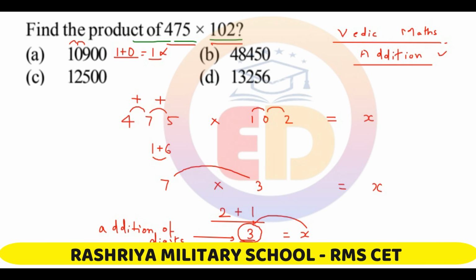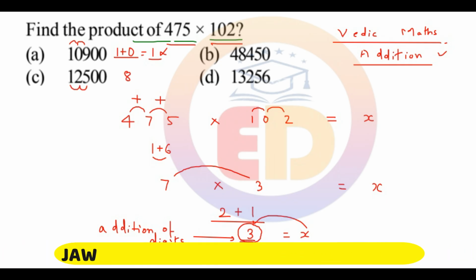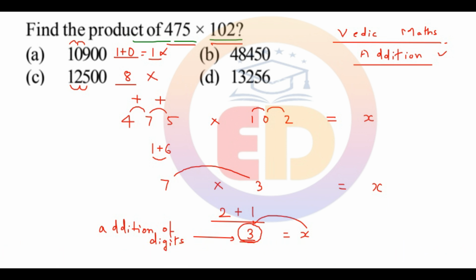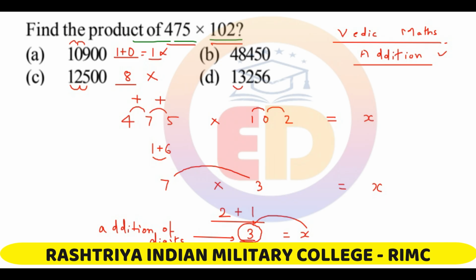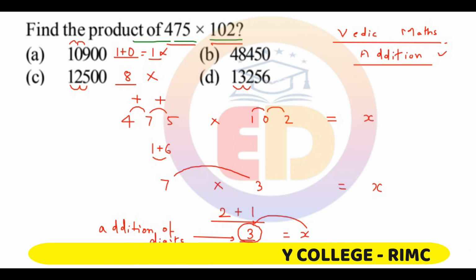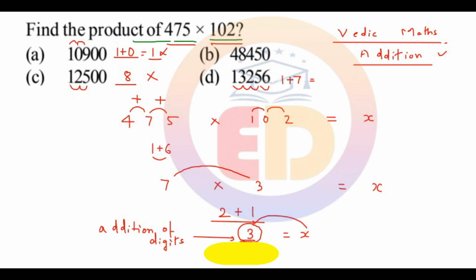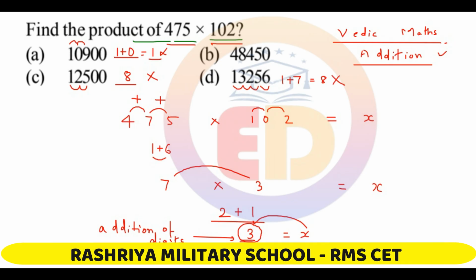Let's go to the third option. 1 plus 2 is 3. 3 plus 5 is 8. This option is giving me 8, but my answer should be 3, so this is wrong. Let's go to option D. 1 plus 3 is 4. 4 plus 2 is 6. 6 plus 5 is 11. 11 plus 6 is 17. 17 is 1 plus 7, 8. This also cannot be the answer.